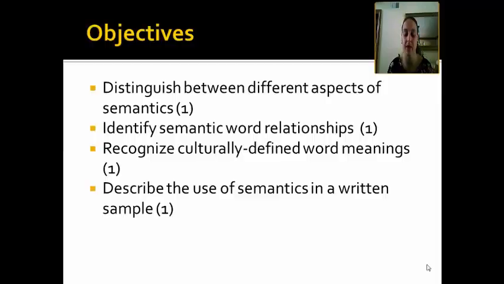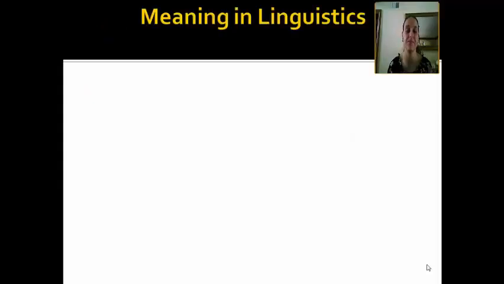which is all about meaning. So our objectives of this session, of this topic, is for you to distinguish between different aspects of semantics that we're going to talk about today, to identify semantic word relationships, to recognize culturally defined word meanings, and also to be able to describe the use of semantics in a written sample, which is something that you will be doing in your assignment B, your written language analysis project.